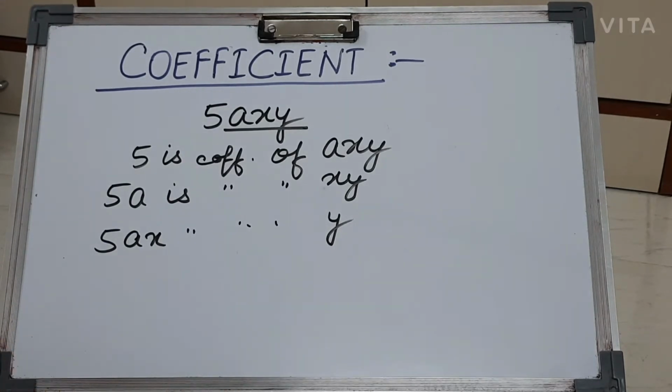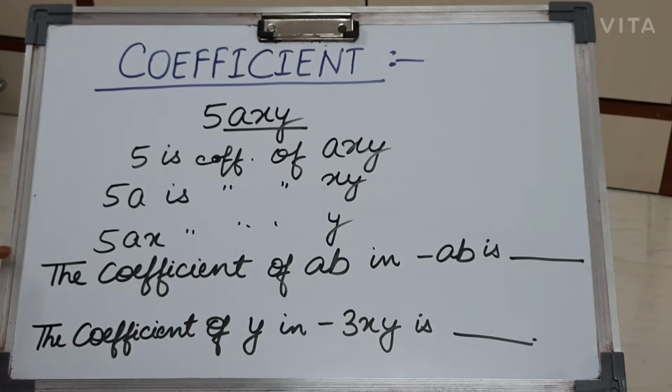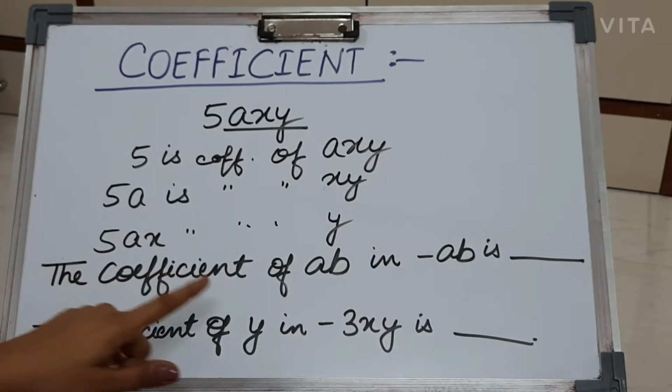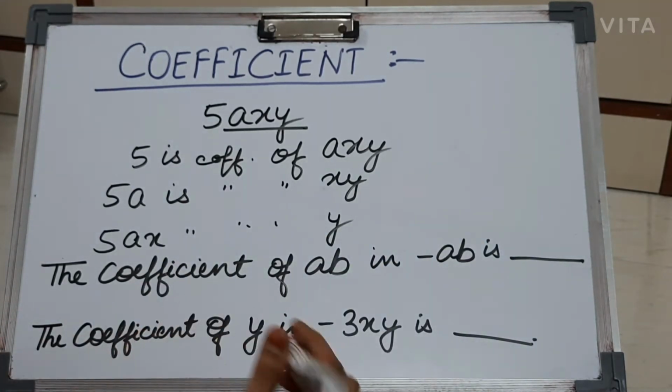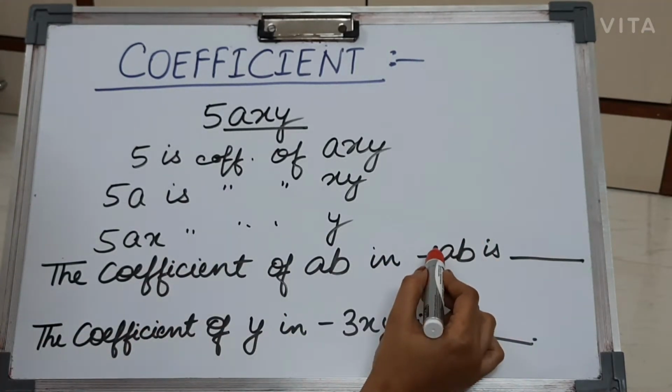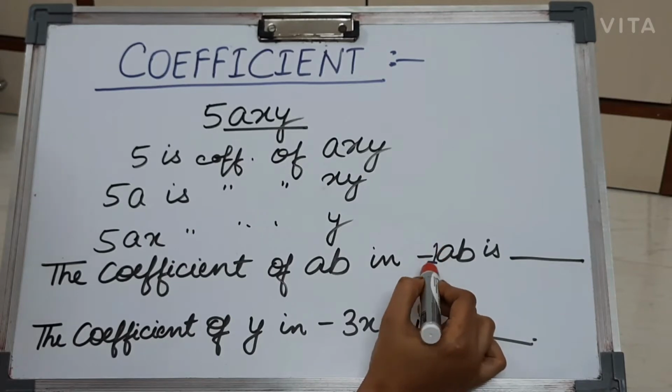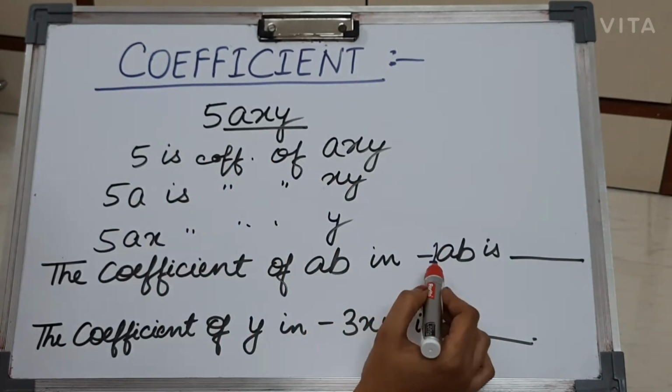Suppose I take an example. Now we will understand with two examples here. The coefficient of AB in minus AB is what? How will we see this? Nothing is written here, which means it is 1. That is called the unit coefficient. Nothing is here means it is 1.